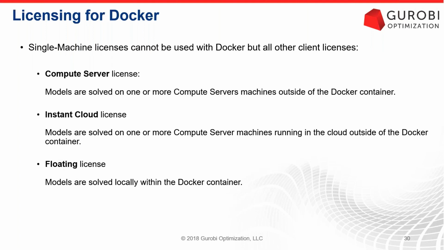So let's go back to Docker. Single machine licenses don't work with Docker. That's just a different concept, but you can use all other licenses for this. So compute server works. The model is generated within the container, but it's solved on the compute server. Same for the instant cloud. It's just that you don't connect to your own compute server, but to a cloud machine.